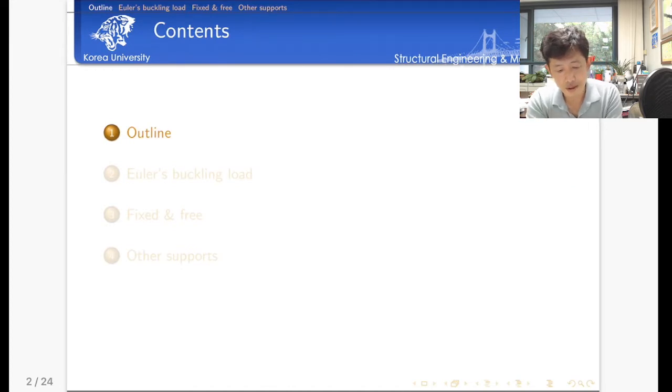Alright, so here are the contents of my talk today. After the outline, we'd like to talk about the Euler's buckling load, and then the effect of different boundary conditions regarding the buckling load.